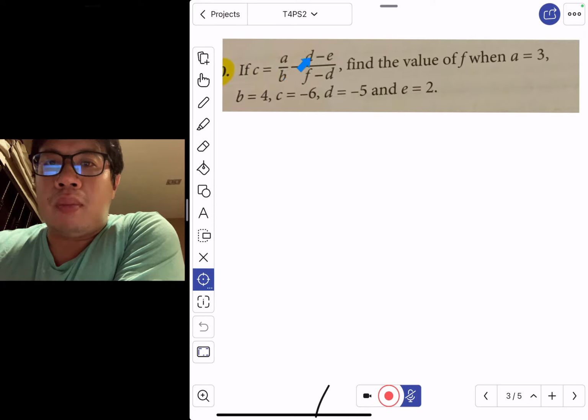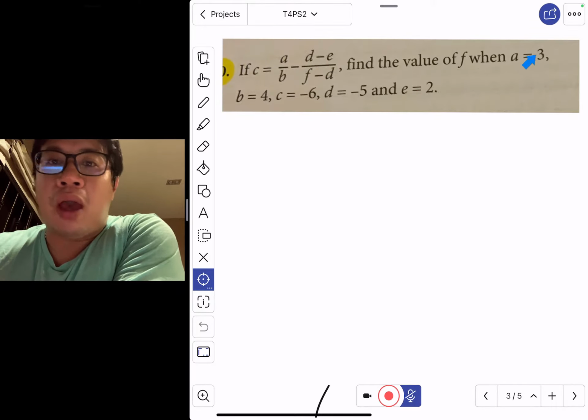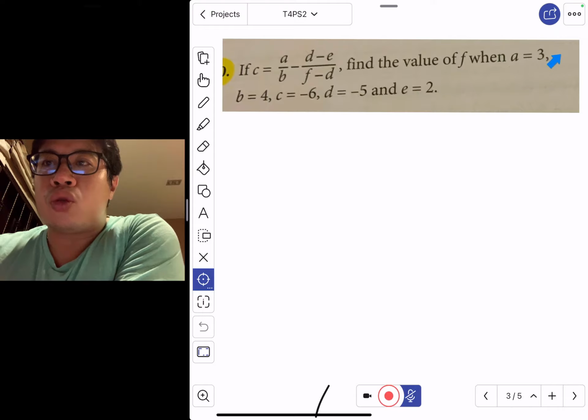A over B minus D minus E over F minus D. So what we do here is very simple. We plug in all the values that we are given. So A is equal to 3. We're going to plug in the value of 3.